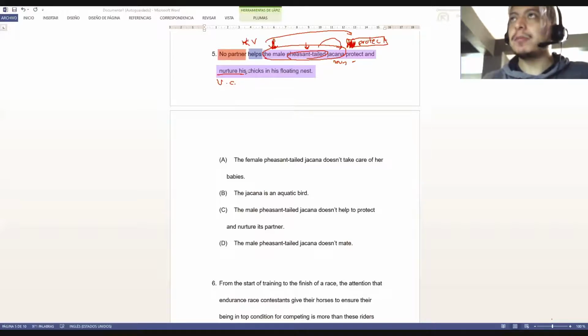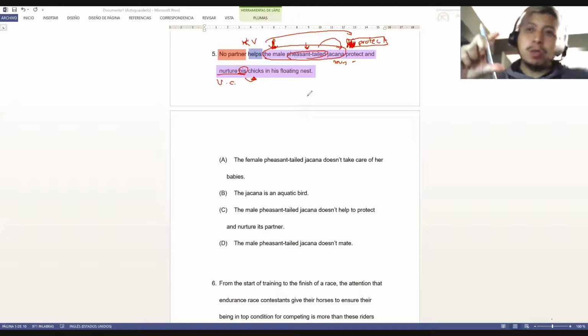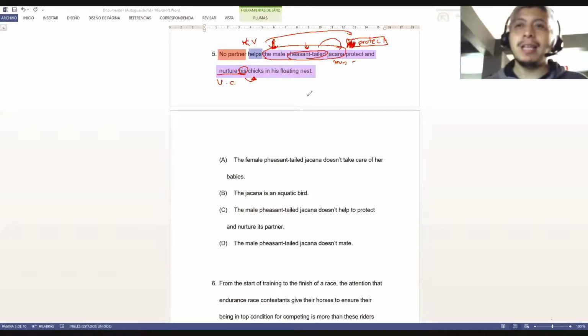His chicks. His is a possessive adjective. These chicks, they belong to the male jacana. And the chicks, what is a chick? A chick is a baby bird. If you have a chicken, the chicks are the baby birds when they are very little, the ones that they sometimes sell in fairs and stuff like that. If you have a dog, the puppy is the little dog. You have a cat and you have a kitten. A kitten is like the little cat. You have a bird and you have a chick. The chick is the baby bird.